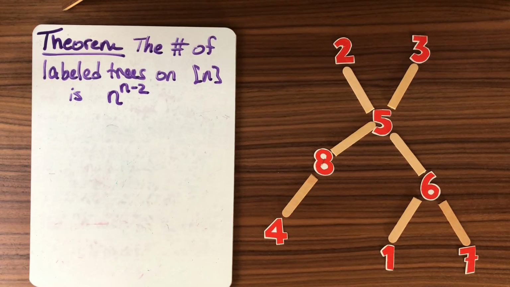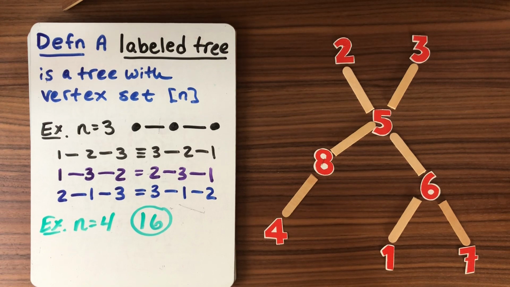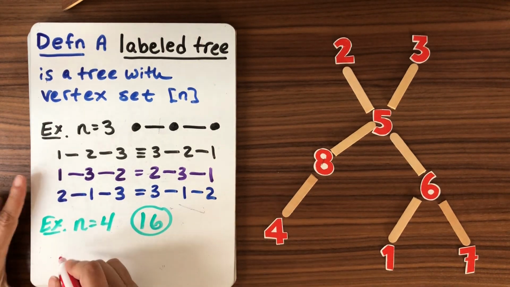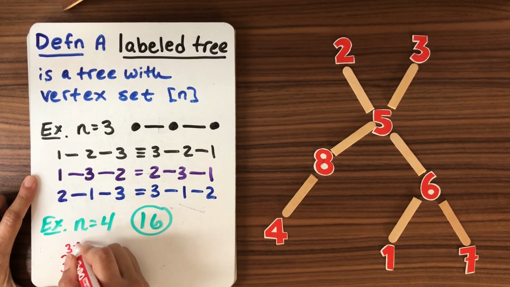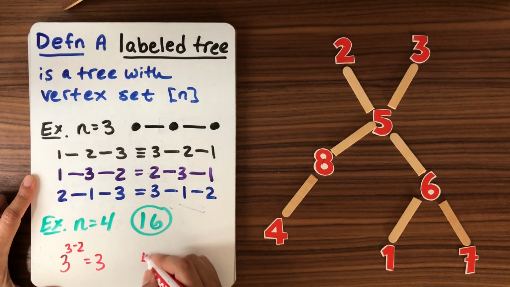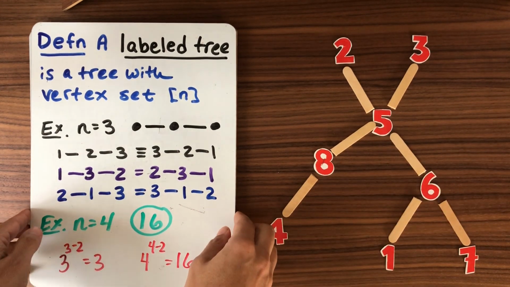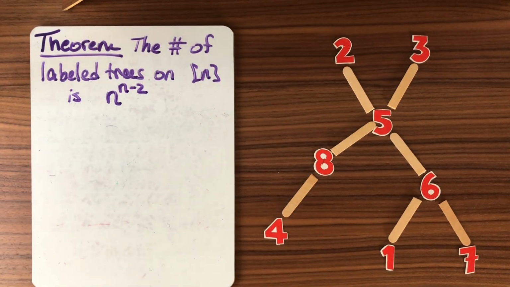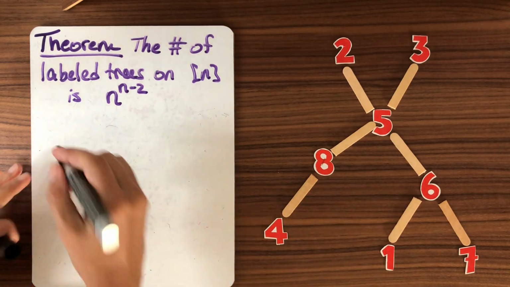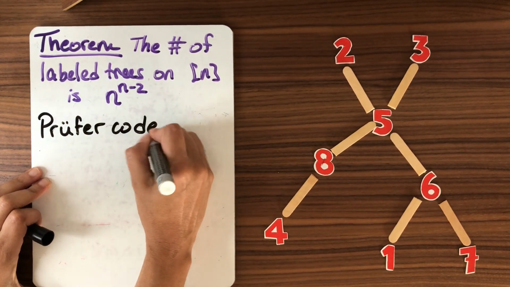So let's see how that works. If we look at the examples that we had before, let's just check Cayley's theorem. If we take 3 to the 3 minus 2, that is indeed equal to 3, which was the number of labeled trees we found here. If we take 4 to the 4 minus 2, that's 4 squared, which is indeed 16. So Cayley's theorem is true based on the small data that we have. How would we come up with a proof of Cayley's theorem? Well, one of the most elegant proofs is what's called Prüfer code. What is Prüfer code?